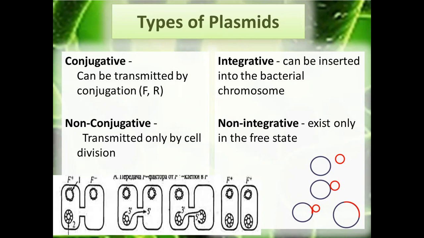Non-conjugative plasmids cannot be transmitted from donor cell to recipient cell, and they are transmitted only by cell division from generation to generation, from mother cell to daughter cells.